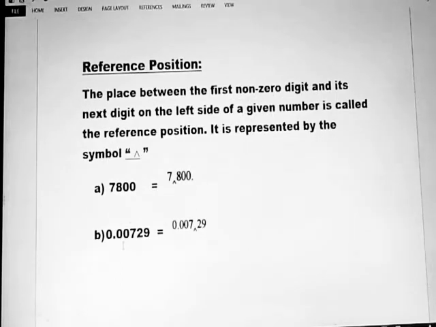Look at another example, 0.00729. Our reference position is between 7 and 2, because 7 is the first non-zero digit while its next digit on the left is 2. So our reference position is between 7 and 2. So that is reference position, and it plays a very important role when we write a number in scientific notation.